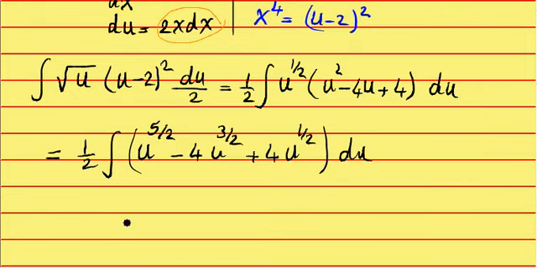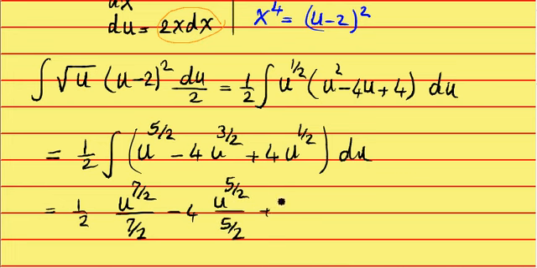Now we are home. We just take an antiderivative by raising the exponent one notch, dividing by that. This is u to the 3 halves becomes 5 halves. I have to divide by 5 halves. 1 half becomes 3 halves, and then I have to divide by that. I had the factor of 1 half in front of all of them, and I throw in my constant.